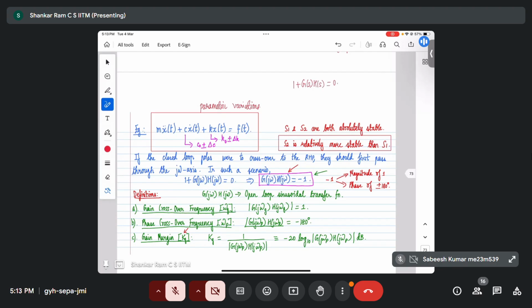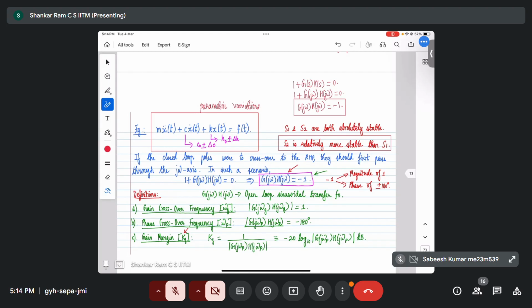So when a pole moves from the left of the complex plane to the right of the complex plane, obviously it needs to pass through the imaginary axis. When it passes through the imaginary axis, what is the value of s? s is of the form jω. So when we substitute s = jω, we get G(jω)H(jω) = -1. So what is the physics behind this equation, G(jω)H(jω) = -1?